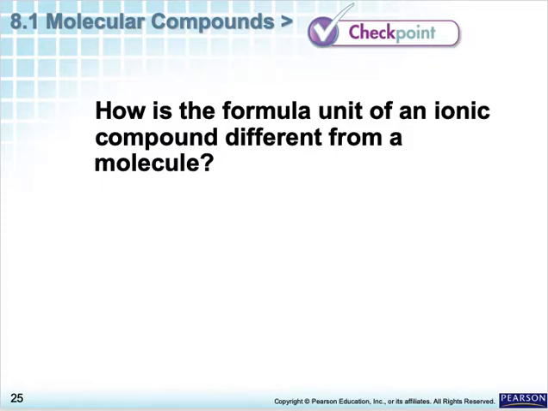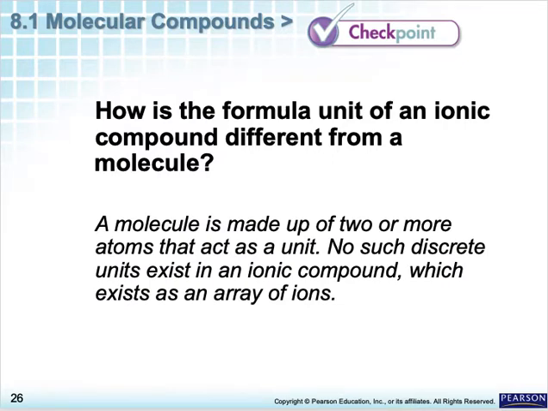How is the formula unit of an ionic compound different from a molecule? Well, a molecule is made up of two or more atoms that act as a unit. No discrete units exist in ionic compounds. They just exist as an array of ions, both positive and negative.